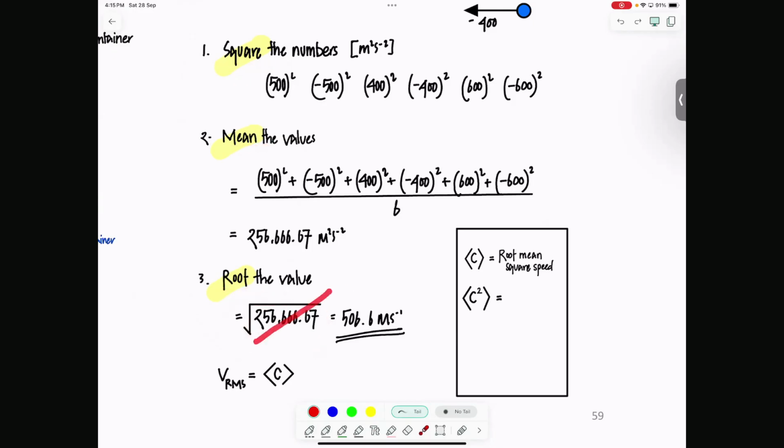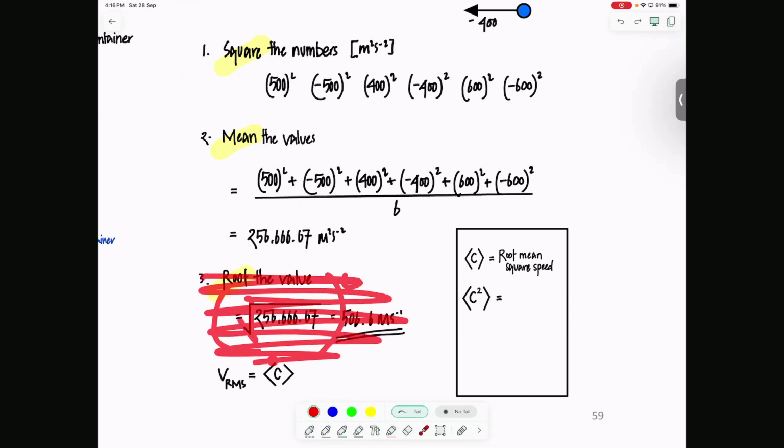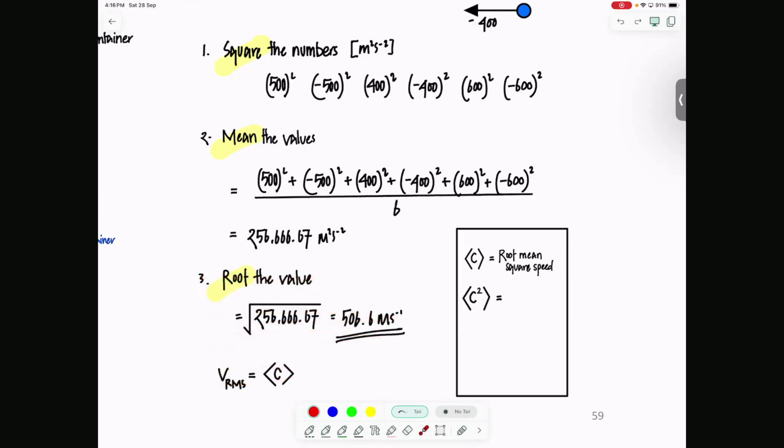Doesn't it mean that this function is reversed? Because I square rooted it and then I squared it again. So that means this doesn't make any difference anymore, right? So how much are you left with? Mean square. So this is called mean square speed.